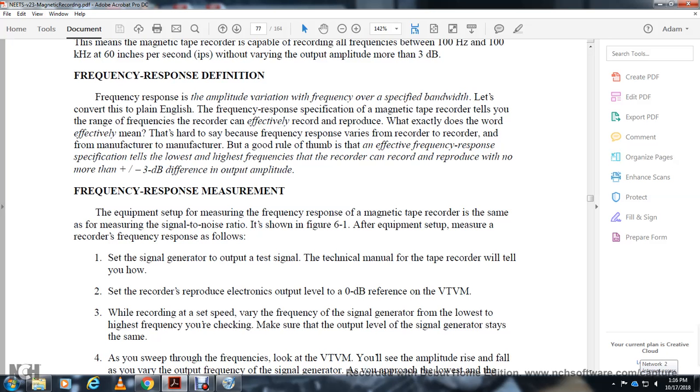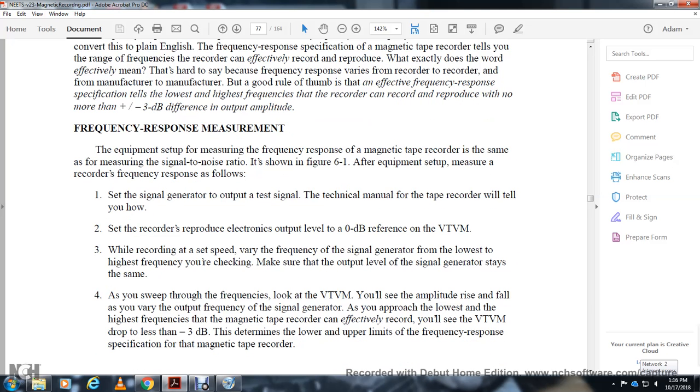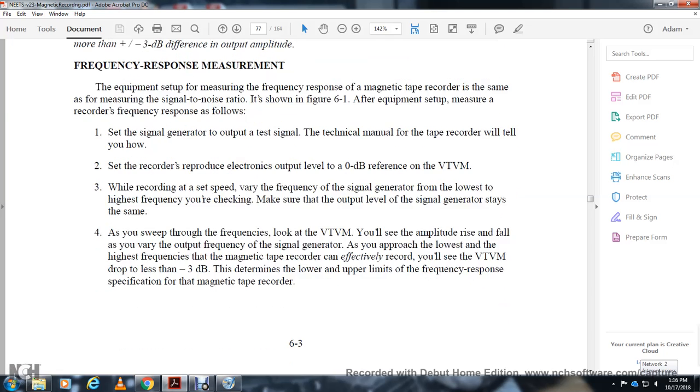Monitor the output level with the vacuum tube voltmeter while recording with the signal generator. While checking, make sure the output of the signal generator is measured with the vacuum tube voltmeter at each frequency. Then listen to the output of the magnetic tape recorder. If the voltmeter reads less than -3 decibels below the limit, the recorder fails the frequency response specification.